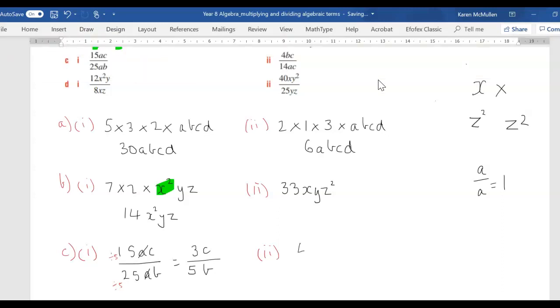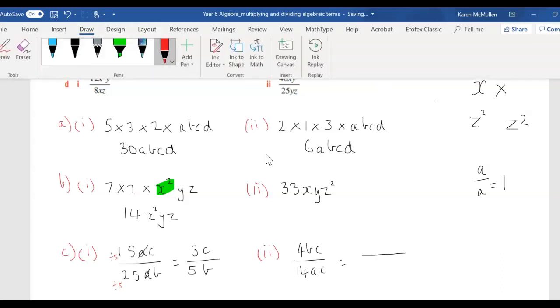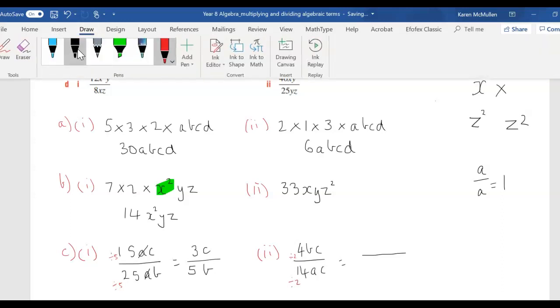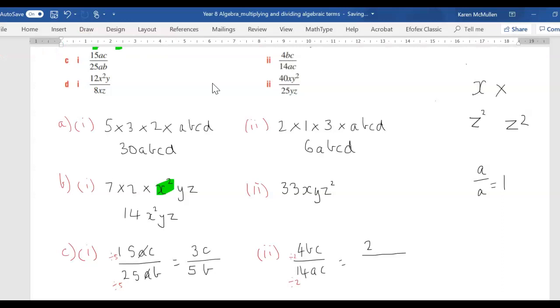Okay, so we've got 4BC over 14AC. All right, so looking for the highest common factor. So the number that goes into both 4 and 14 is 2. So to simplify, I'm going to divide both by 2. So 4 divided by 2 is 2, and 14 divided by 2 is 7. So 4 over 14 simplifies to 2 over 7.